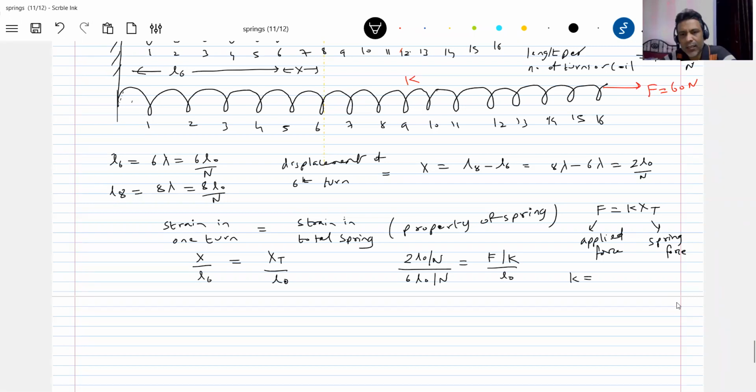L naught gets cancelled, so n gets cancelled. So 3. So this k should be equal to 6, sir. No expression in terms of F and L naught. You give it: 3F by L naught. I'll write it: 3F by L naught. Okay, fine.